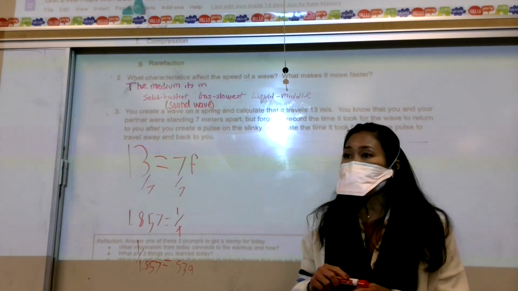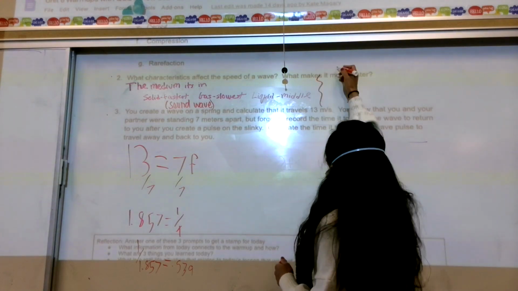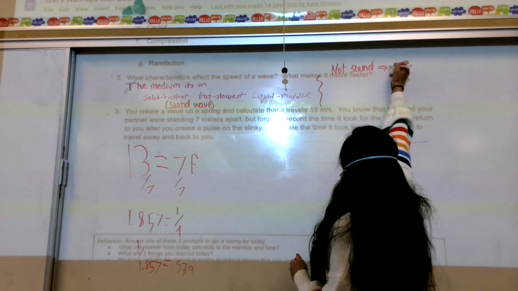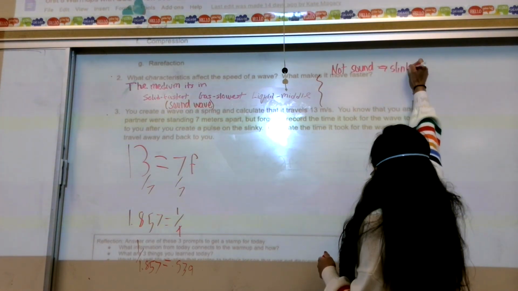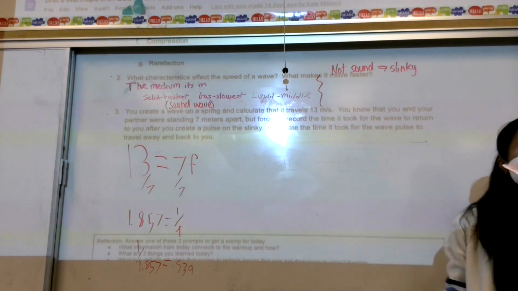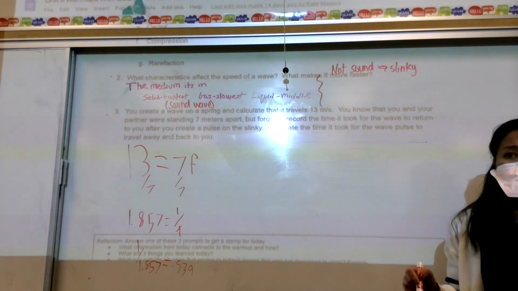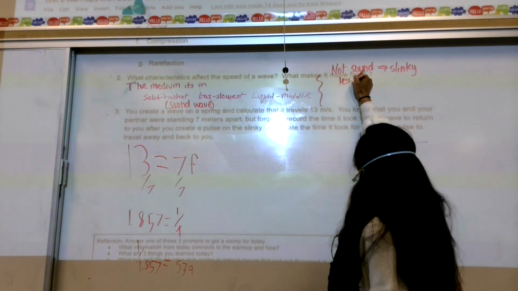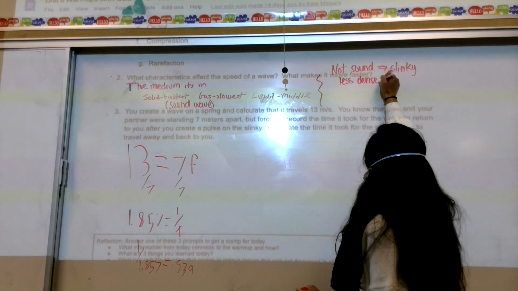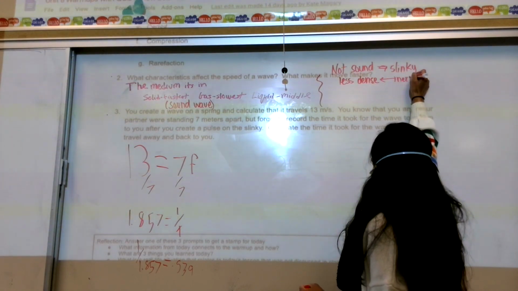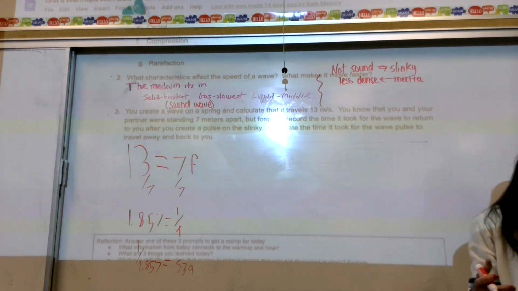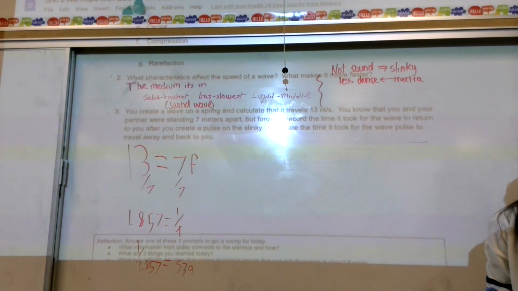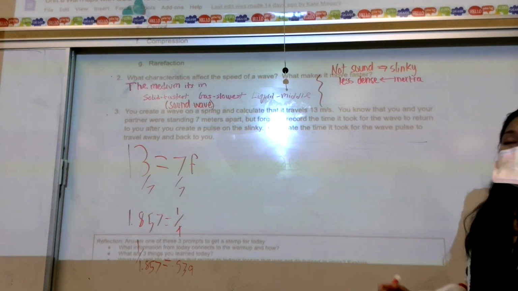But if we weren't talking about sound waves, let's talk about slinkies, because that's what we did in our slinky lab. What characteristics in our slinky lab made it move faster? Mason? Less density. Less dense, and that's because of inertia. If you have more mass, it's going to be harder to move. So less dense moves faster. What else? Queen? More tension.